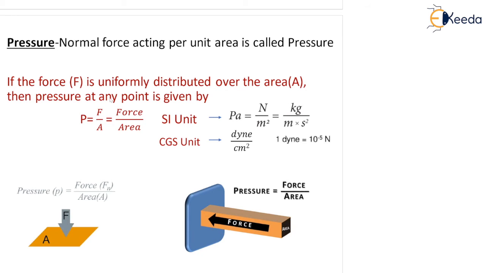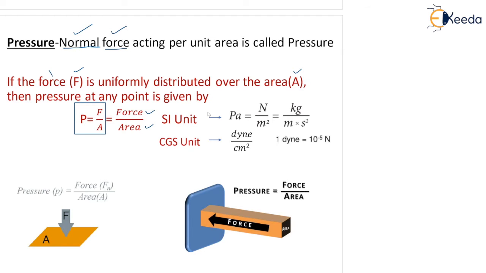Okay. So first of all, we are going to see pressure. What is the definition of pressure? Normal force, very important word, normal force acting per unit area is called pressure. Normally students are saying, sir, force per unit area is called pressure. But it's better to say normal force per unit area is called pressure. If the force F is uniformly distributed over the area capital A, then pressure can be defined as pressure equal to force by area. This is force and this is area.